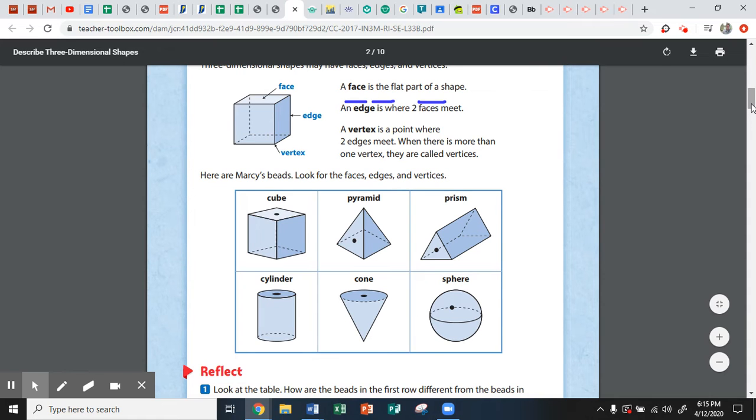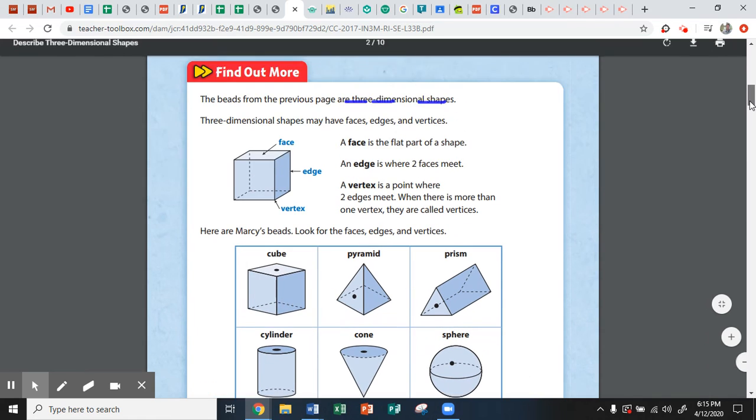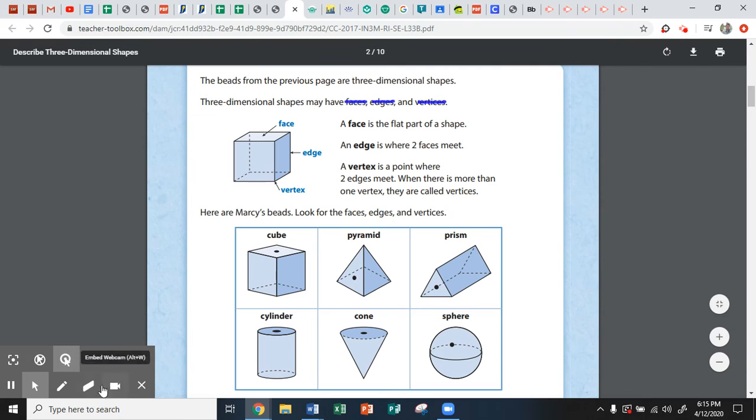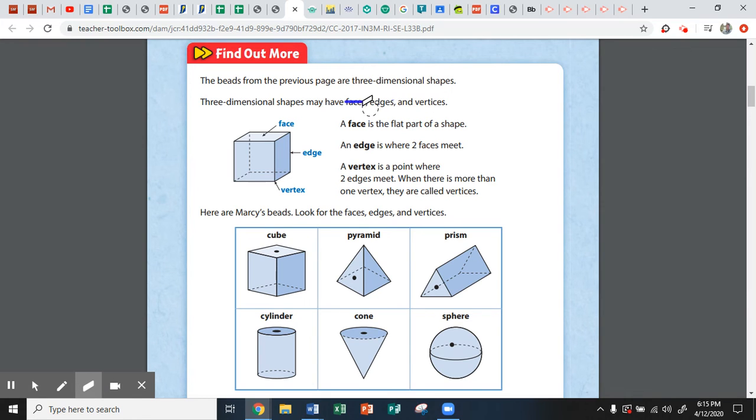The next one, oops, let me go ahead and erase that. I forgot that it does that. Let me erase this real quick. Okay, so we know what a face is.